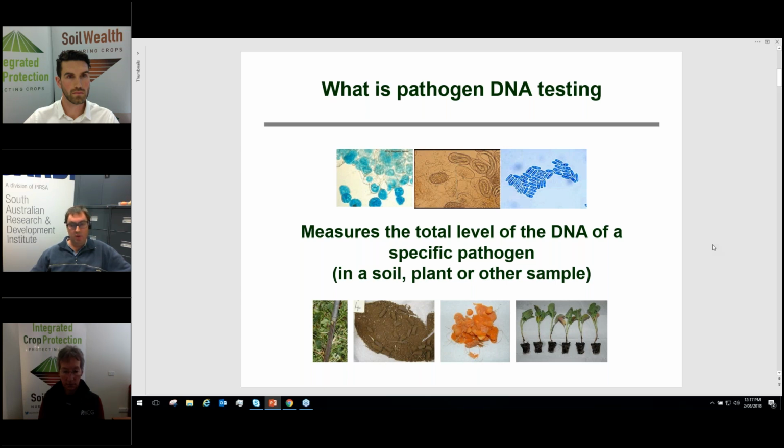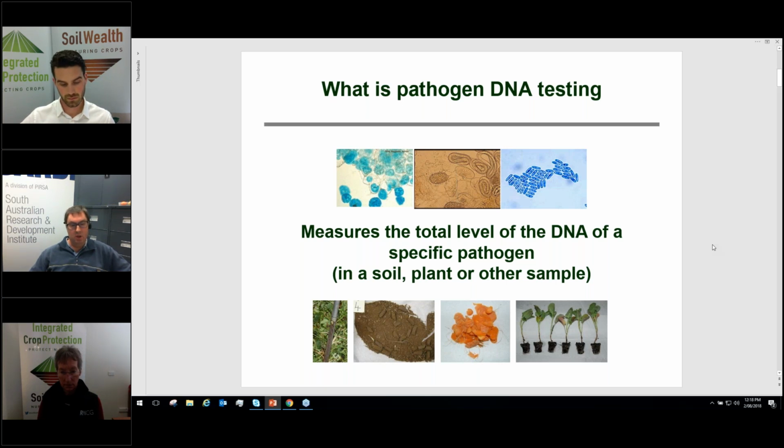Now, what can we apply it to? I guess we specialize in doing soil samples, so we can do soil samples of up to 500 grams per time. So that's a sample bag that you'll see, right? So we can quantify the specific pathogens in that soil sample.